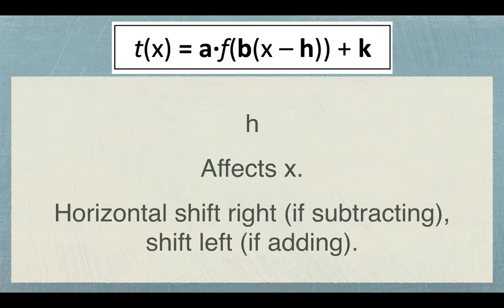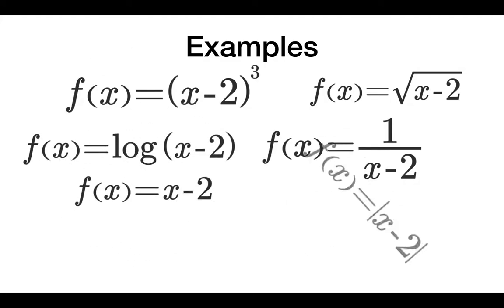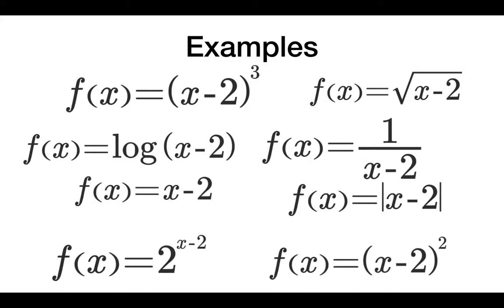Now we're going to talk about h. It affects x. If I subtract, we actually move right, and if I add, we move left. It does the opposite of what you would expect because we're using the opposite value. So if I say plus 5, we actually move left 5. If I say minus 5, we move right 5. Here's what it looks like in this case when we move right 2. So notice a few things. Notice where things are placed.